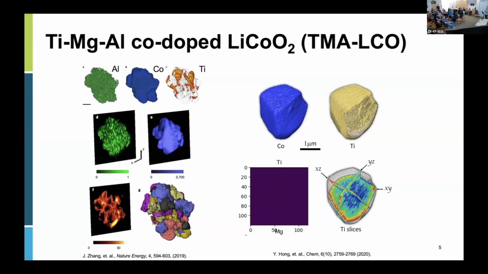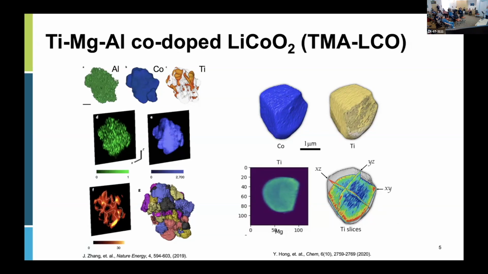magnesium, and aluminum. And we collected 3D fluorescence signal from a secondary particle, and we found aluminum is almost uniformly distributed inside the particle. On the other hand, the titanium creates an interconnected network covering the particle surface and filling the gap between primary particles. So this interconnected network modifies the surface property and promotes the electrochemical reaction performance of the system.